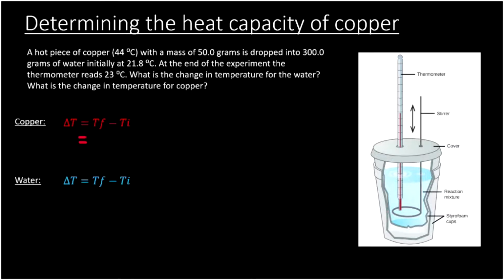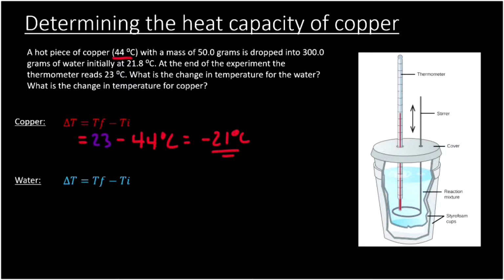Okay, so what was the final temperature of our copper? We said that was 23 degrees Celsius. And we're going to subtract from that our original temperature of copper, which we know was 44 degrees Celsius. So notice here, I'm taking 23 and subtracting 44. When I do that, I'm going to get out actually a drop in temperature of negative 21 degrees Celsius. Totally makes sense because our copper was hot, it should drop in temperature.